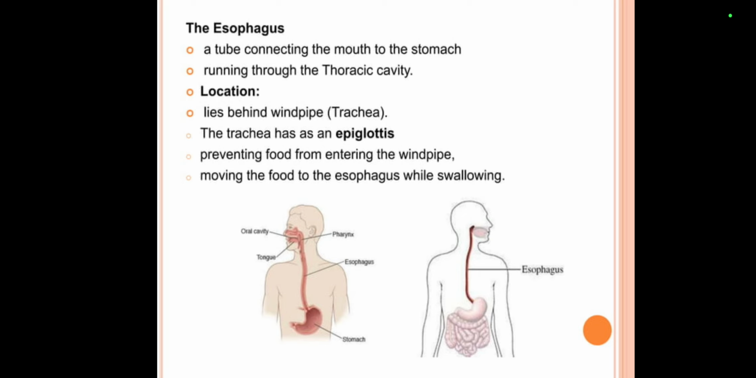So what is the location of the esophagus? Of course, it lies behind the windpipe or trachea. That's why I said yesterday that there is a connection between the respiratory system and the digestive system. The trachea has an epiglottis. We already know what the epiglottis is all about. It prevents food from entering the windpipe, moving the food to the esophagus while swallowing. So the major function of the epiglottis is for the food not to pass through the trachea, but to pass through the esophagus, the tube.